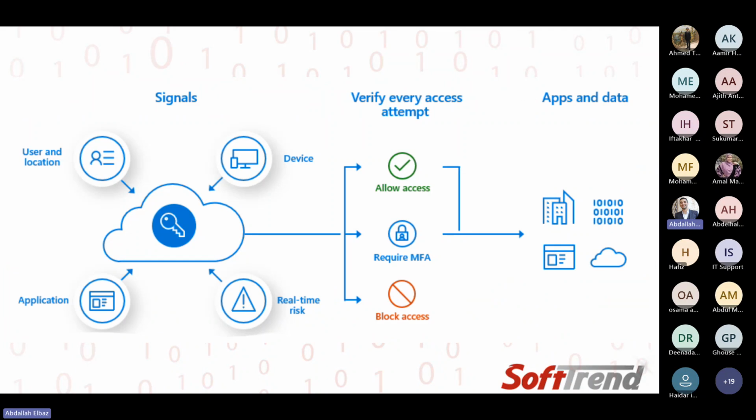As you can see here, we have some parameters that should be achieved in this session, like the user, the location, the device platform, and the application used by the user. After that, it will check whether the conditional access policy criteria are achieved, and access will be allowed, or multi-factor authentication can be forced, or the access can be blocked.